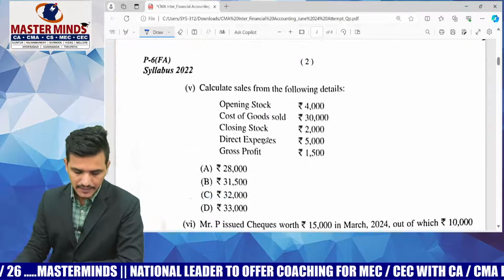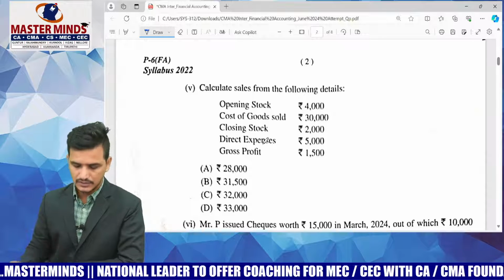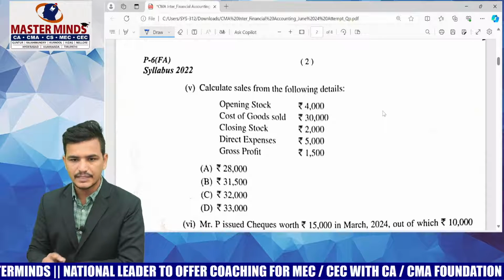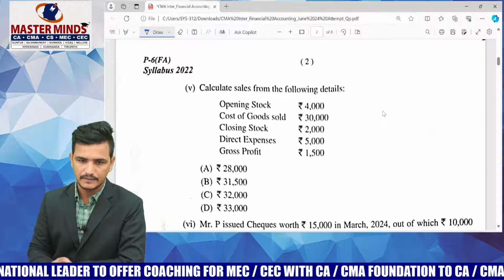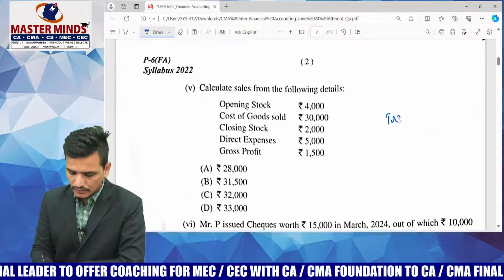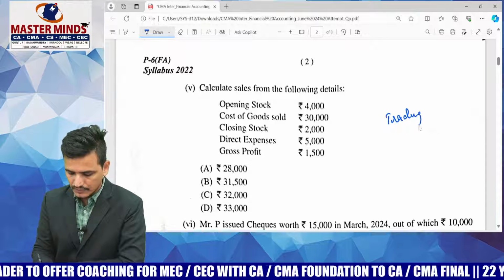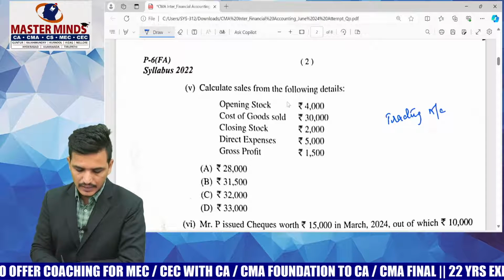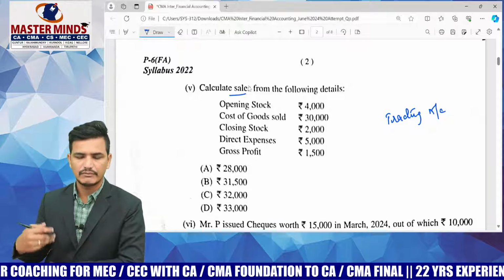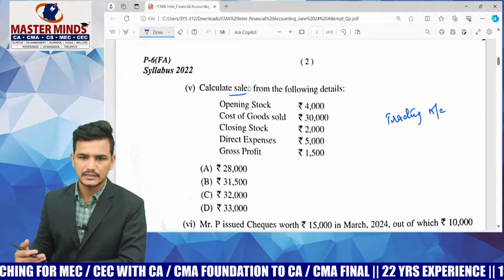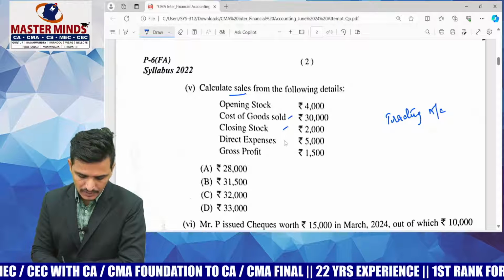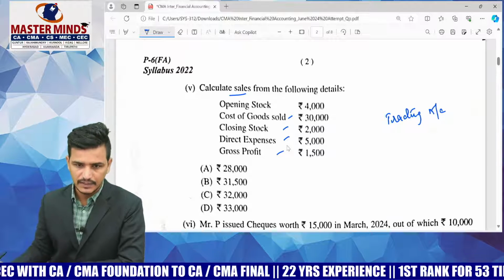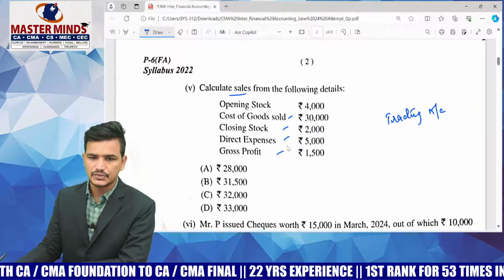And next, coming to MCQ number 5, which is related to final accounts, or preparation of financial statements of commercial organizations in the case of a sole proprietor. Based on the trading account format, they have given the question. Here they are asking you to calculate the sales figure. They have given every piece of information: opening stock, purchases is not given, cost of goods sold is given, and the closing stock, direct expenses, gross profit, everything is given. So we are required to calculate the sales.